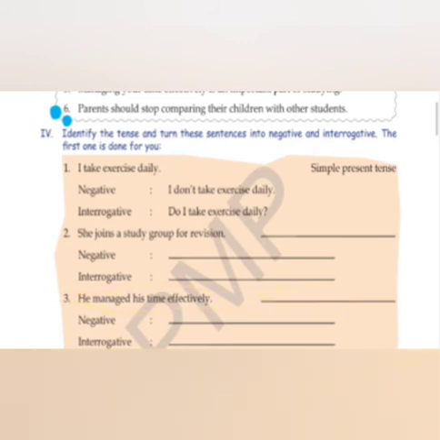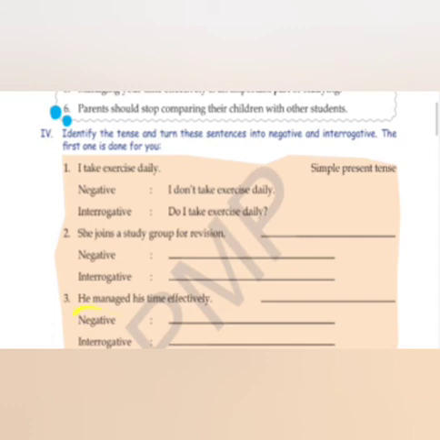Now, how to convert it into negative or interrogative? For converting into interrogative or negative, we need helping verb did. And how to convert? We convert it like this: subject plus did plus not, then first form of verb, and then rest part of the sentence.